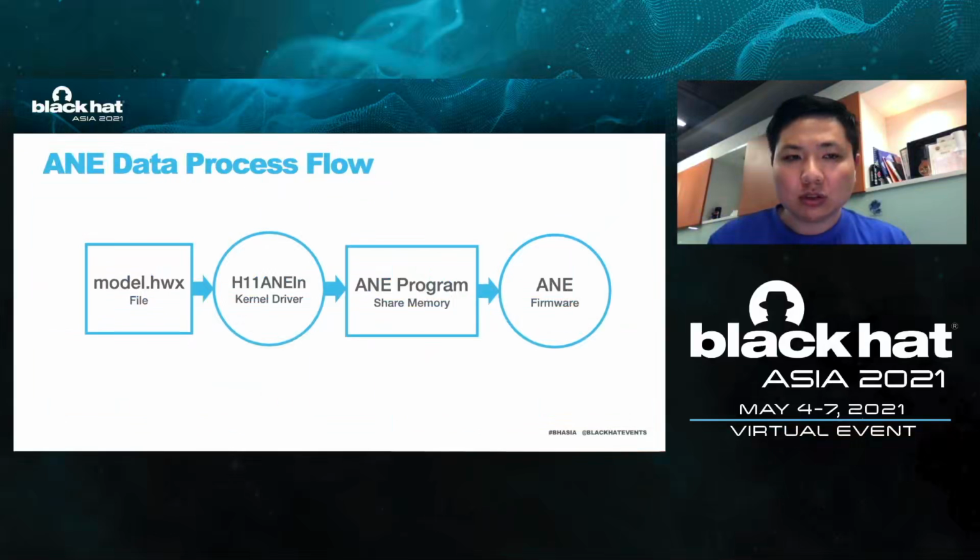The model.hwx file will be loaded by the kernel driver. The kernel driver will parse the file to extract the register operation information and pass it to the ANE coprocessor. Finally, the ANE coprocessor operates the register to perform the actual neural network operations. We can feel that this process is long and complicated, and there may be bugs in it.